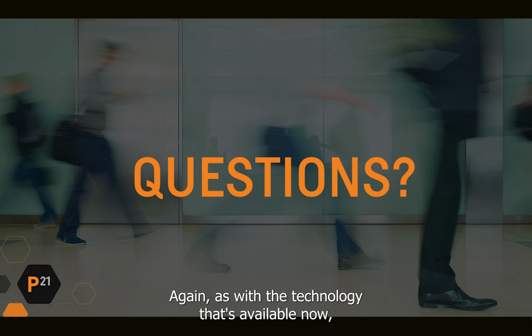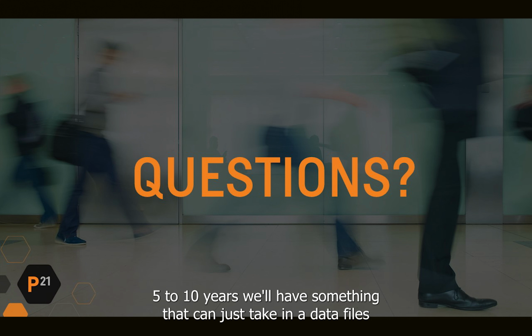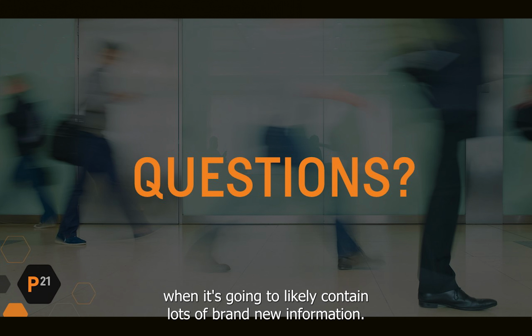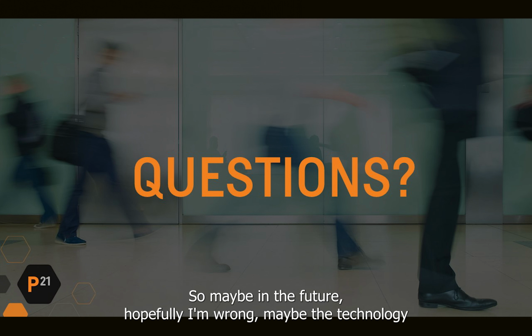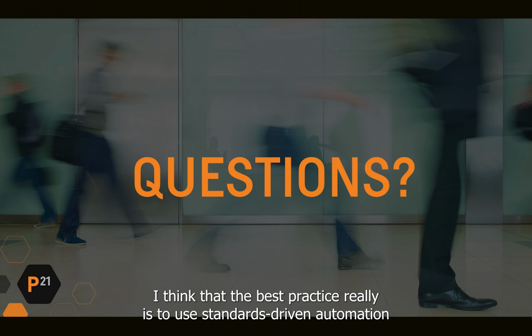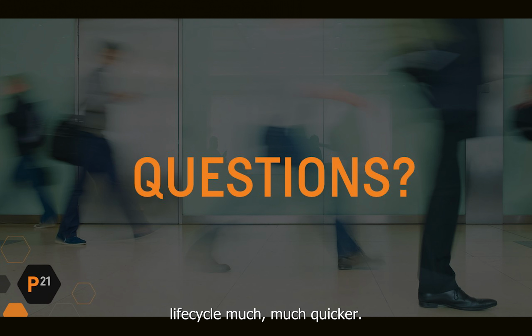Again, with the technology that's available now, I don't think that it's realistic to think that anywhere in the next 5 to 10 years we'll have something that can just take in a data file from the source data from a vendor and just automatically map it, especially when it's likely going to contain lots of brand new information. So maybe in the future, hopefully I'm wrong. Maybe technology will grow faster than I'm anticipating, but I think that the best practice really is to use standards-driven automation in order to get the data to go through that life cycle much quicker.